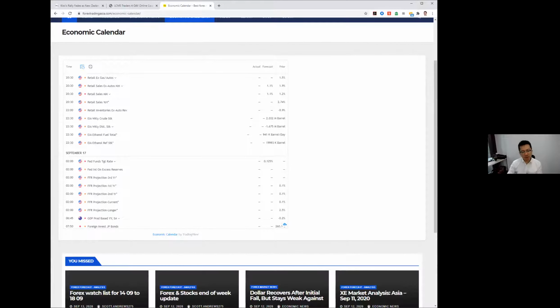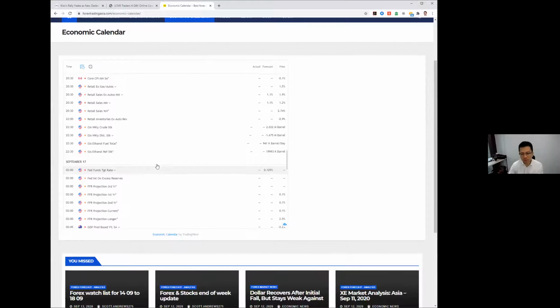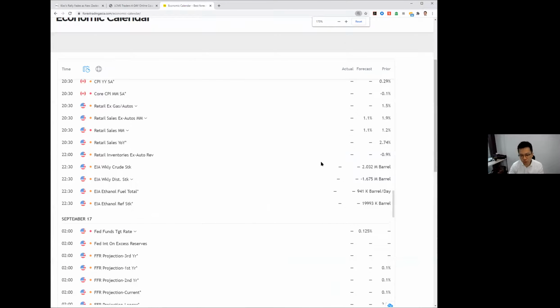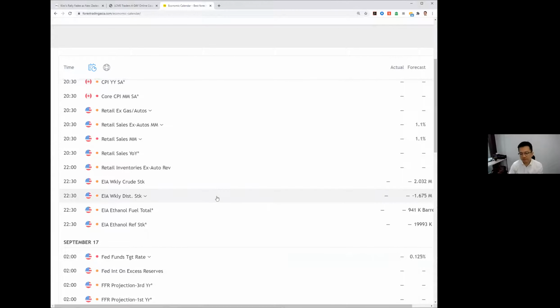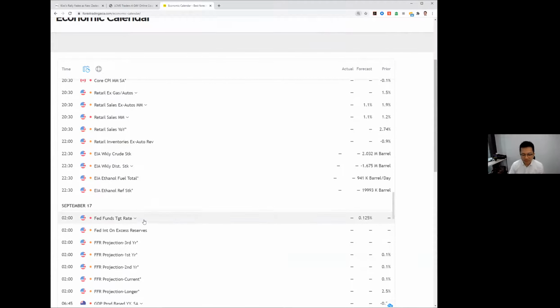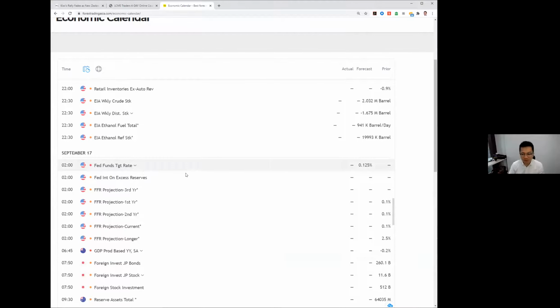The 17th is Thursday morning, 2 a.m. We're going to get a Fed funds rate. Can you see it a bit small? Let me try and zoom in. Better? You guys have to tell me if it's a bit small, I won't know. So we got a Fed funds rate on the 17th of September, expected to keep hold. The 17th of September is what we call Super Thursday. A lot of news coming out on 17th of September, 2 a.m.